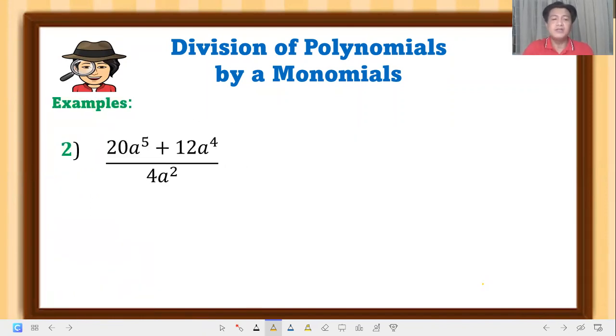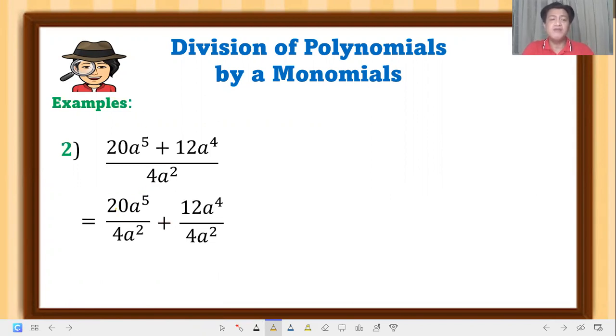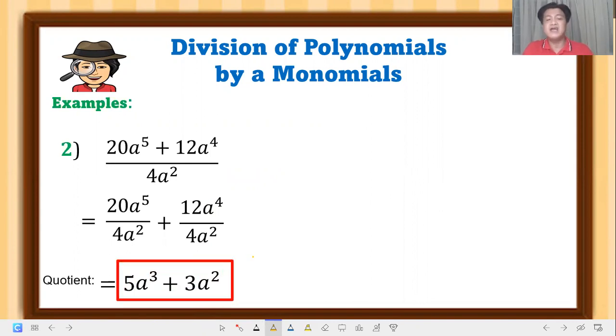Okay, let's proceed. Number 2. I have here binomial over monomial. It says we first divide or separate each term before we divide. So this is the first term and the second term. And then you divide 20 divided by 4. That is equal to 5. And you apply the law of exponent. Copy the base A, then subtract 5 minus 2, that is equal to 3. So it is A cubed. Second term, what is 12 divided by 4? That is equal to 3. And you have to subtract the exponent because their base A is the same. So 4 minus 2 will become 2, or A squared. Meaning to say, the quotient now is 5A cubed plus 3A squared.